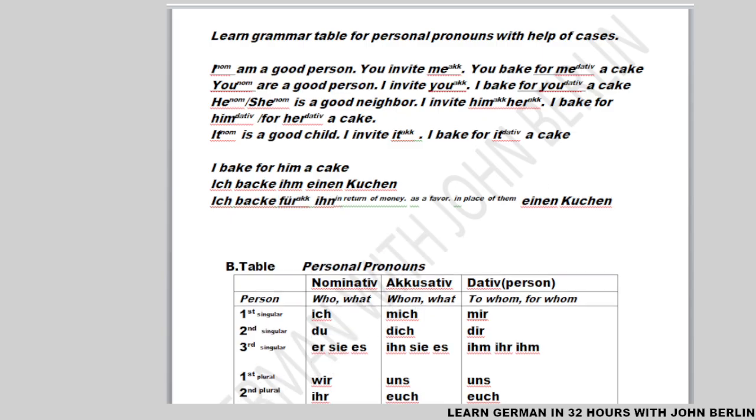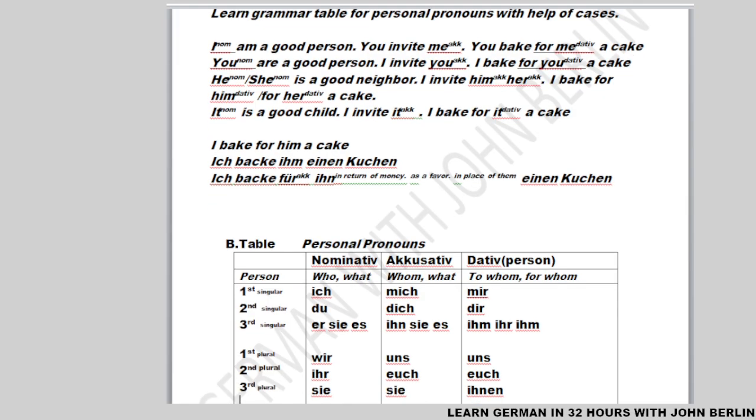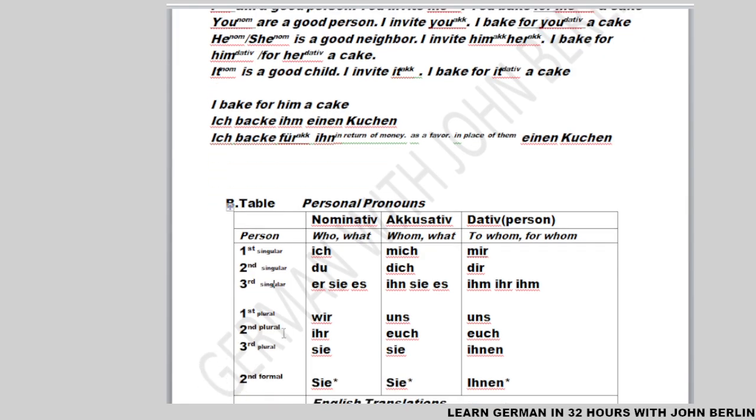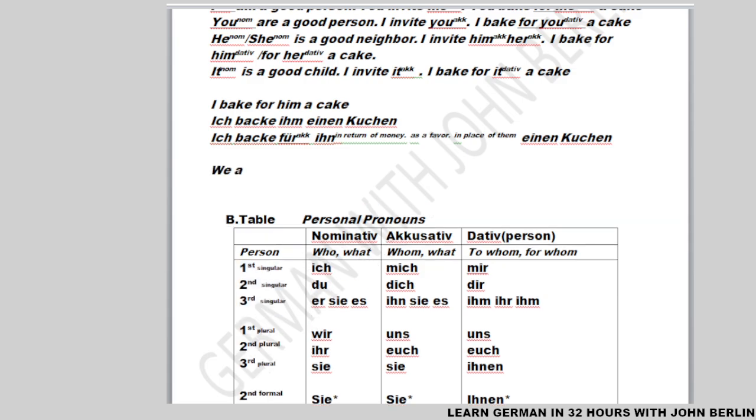Perfect. So now we'll move forward, and we have completed the singular portions. Let's go to the plural portions. We'll repeat first, second, third in plural. So let's say we are good people, and you invite us, and you bake for us a cake. So who are good people? We. In German, wir. So wir is nominative. Yes, we are looking for the words we, us, and for us.